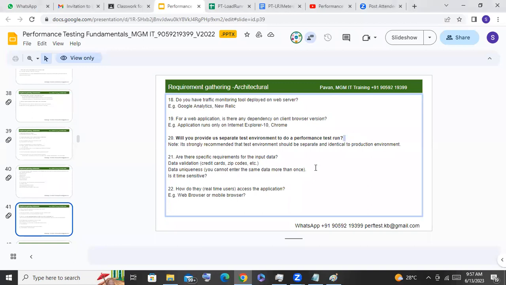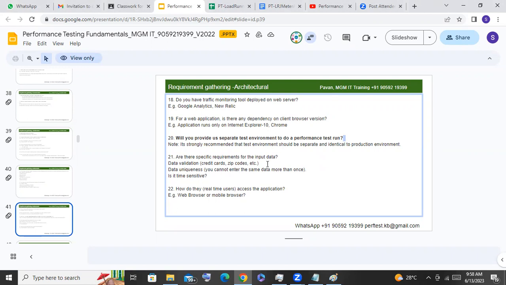that you would actually try to understand. And if you are not getting a performance test environment equivalent to the production environment, how do you manage it? How do you scale it? All that we would try to get in the requirements gathering.